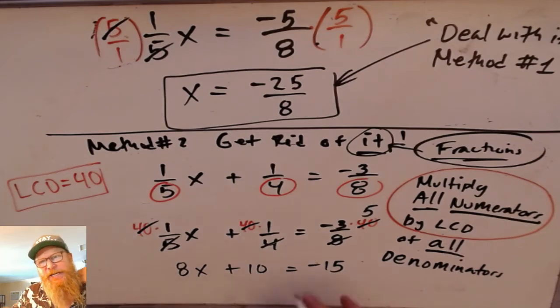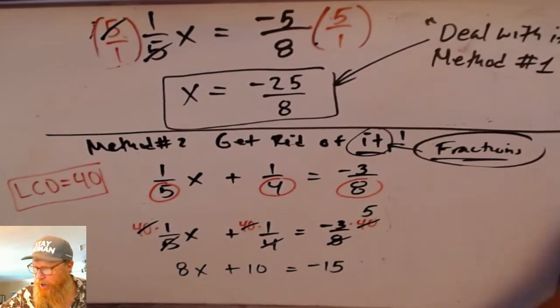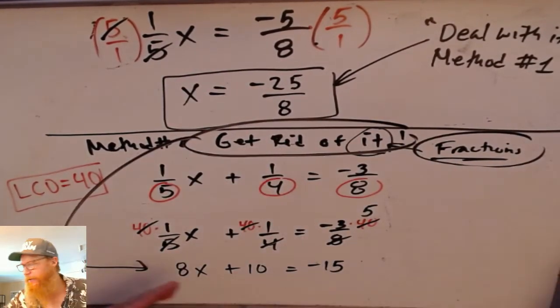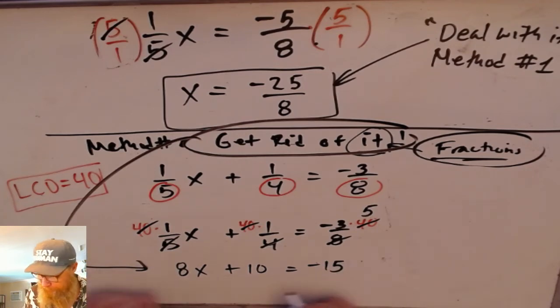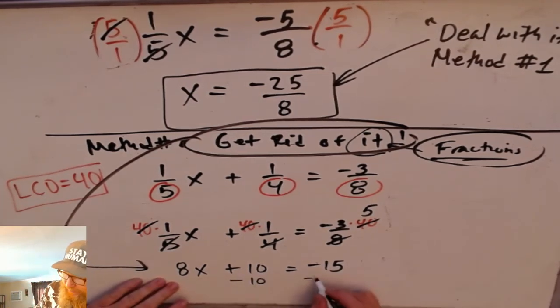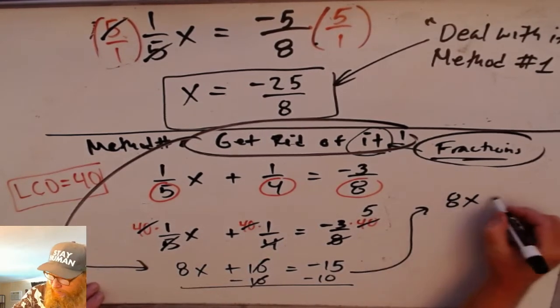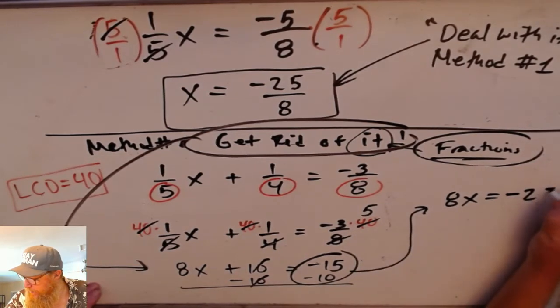And the nice thing about this is now all the denominators are gone, and that's why I call it the get rid of it method. Yeah? All the fractions are gone. You essentially have an integer equation where everybody is an integer. Now you can just solve it the same way you would in a previous chapter. Everything old is new again, right?